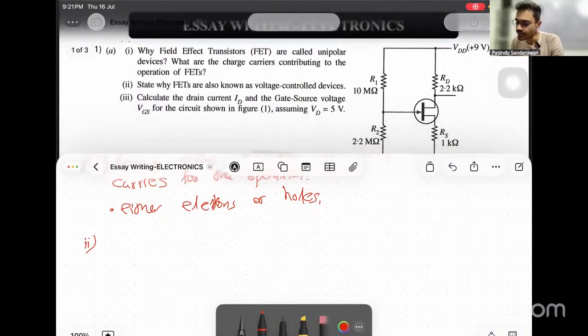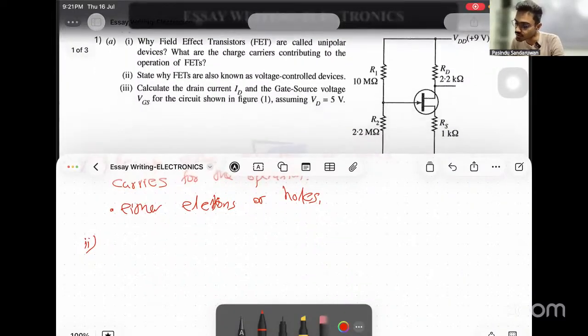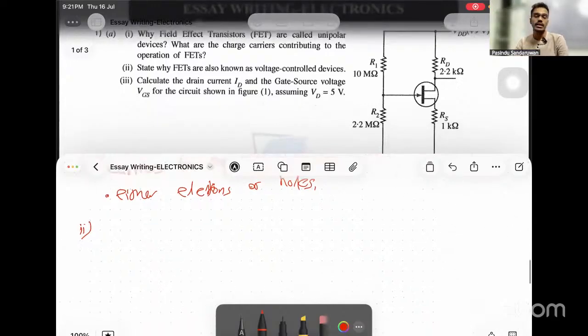Second one, state why FETs are also known as voltage control devices. Here, the main difference is with bipolar transistors. Bipolar transistors are called current control devices. Bipolar are current control, and unipolar are voltage control. The reason is this is controlled by VGS. What is VGS? VGS means the potential difference between gate and source. The whole device is controlled by VGS. Then write it this way.